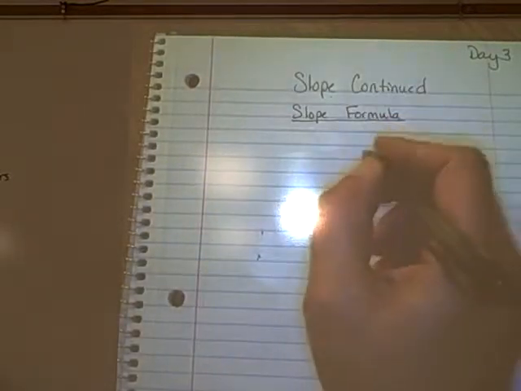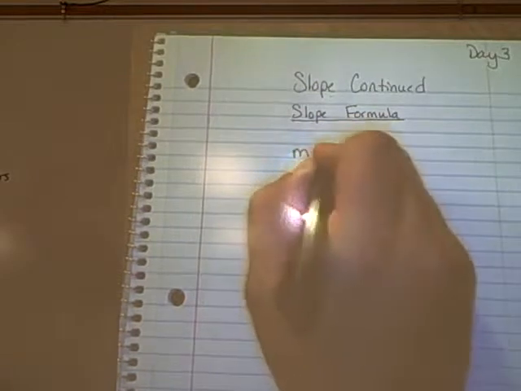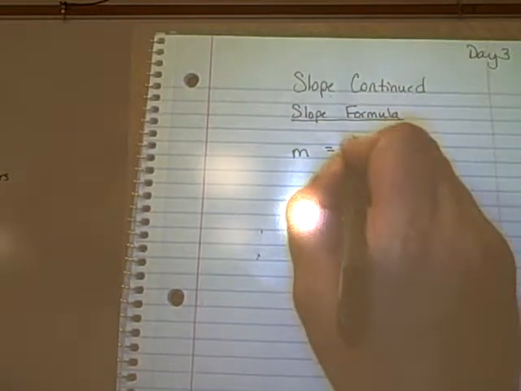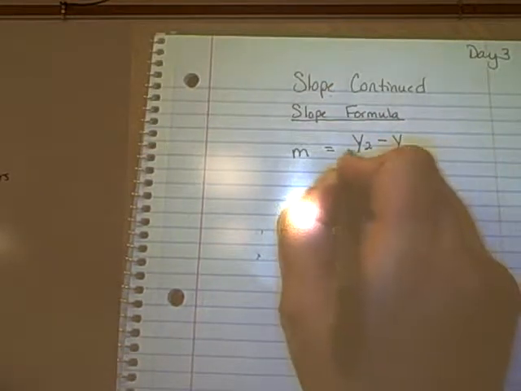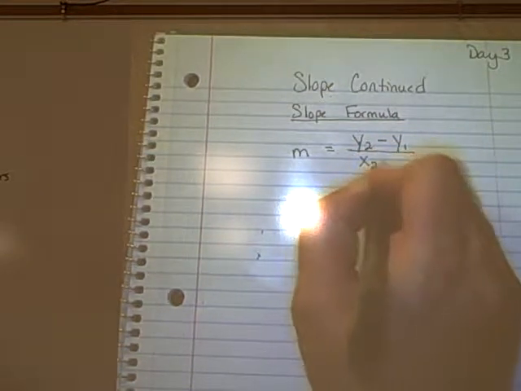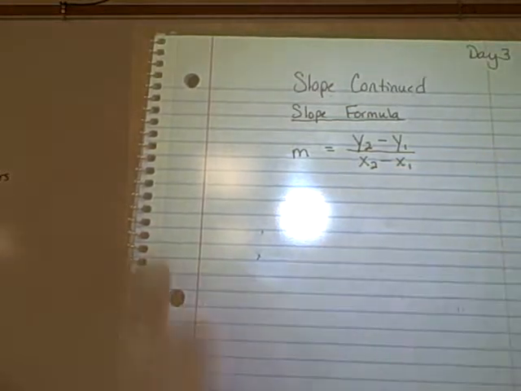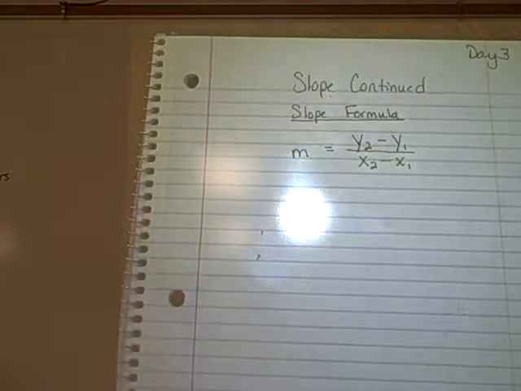Here's the formula. The formula is, so just write this out first, m equals y2 minus y1 over x2 minus x1. And it looks really complicated, but I'm going to show you what everything means. It's not that complicated.